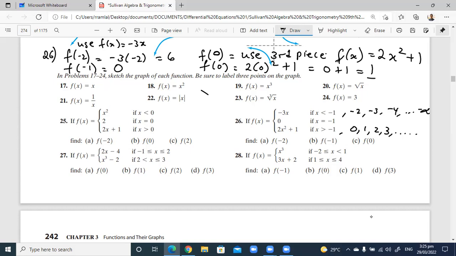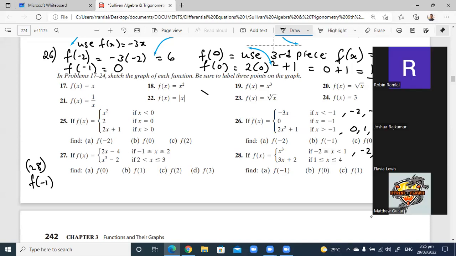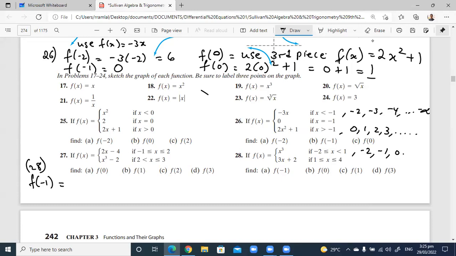So now we're going to do 28. To find f of minus 1, we have to use, this is when x lies between minus 2 and 1. So the values of x here will be minus 2, minus 1, 0. So you have to use the first piece for part A. So you'll get f of minus 1 being minus 1 cubed, which is minus 1.